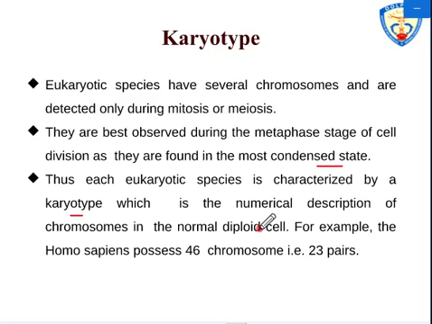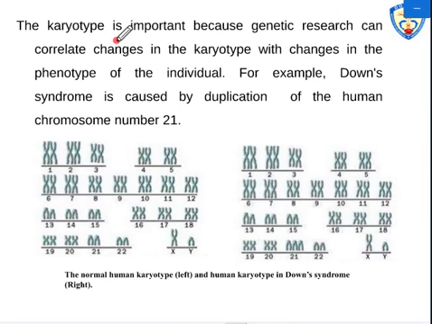So on the basis of their number and size, chromosomes are arranged, and such a diagrammatic representation is known as a karyotype. A karyotype is important because genetic research can correlate changes in the karyotype with changes in the phenotype of the individual. So certain disorders can be studied with the help of the karyotype.